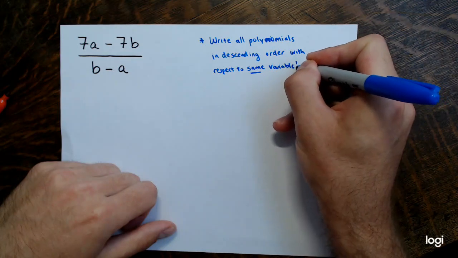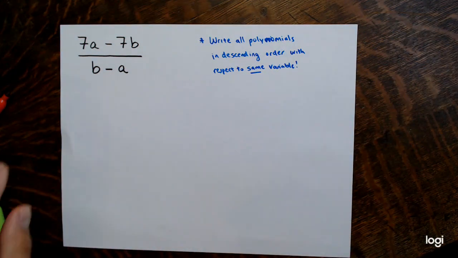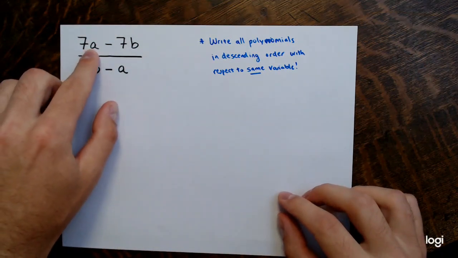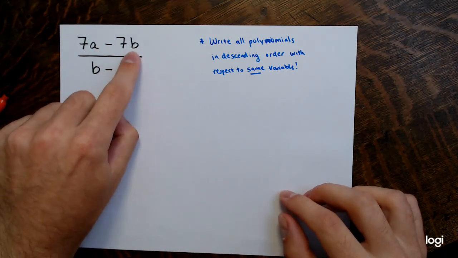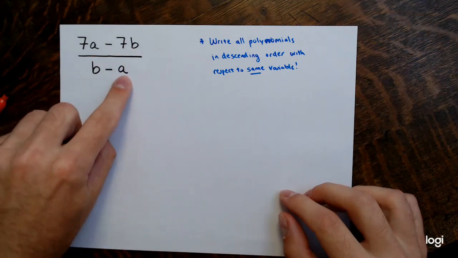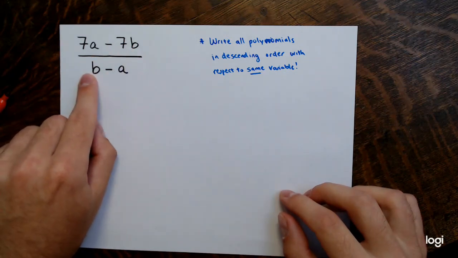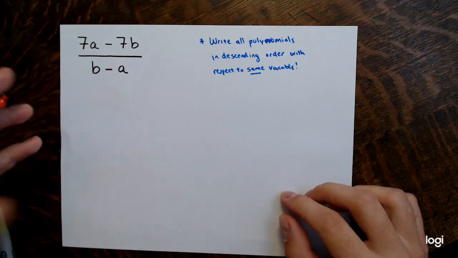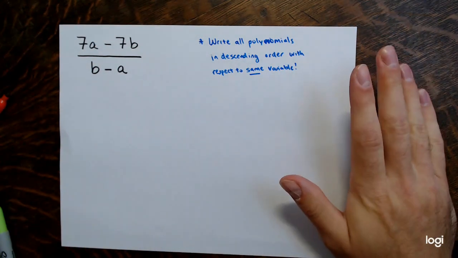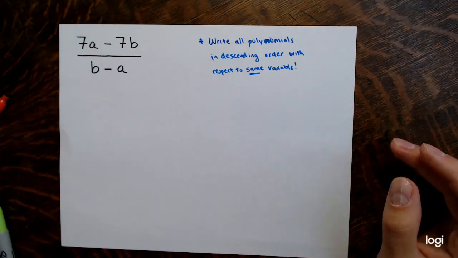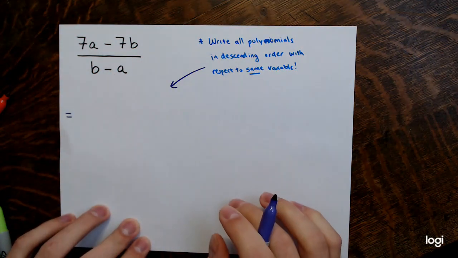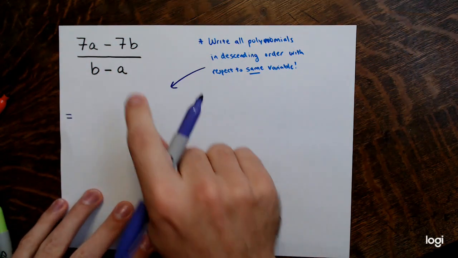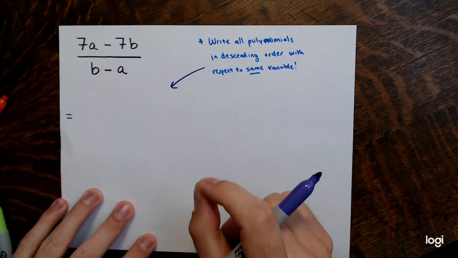Right, so what I mean by this is, there's A's and B's. So like this one up top in the numerator is descending in terms of A's. You have A to the first, then no A. This one is descending with B's. You have B to the first and then no B. So that's inconsistent to me. I personally don't like that. So what I'm going to do is just rewrite. I'm going to take this tip and do that here. We're not factoring yet. Just rewriting each polynomial so that it's descending in the same variable.